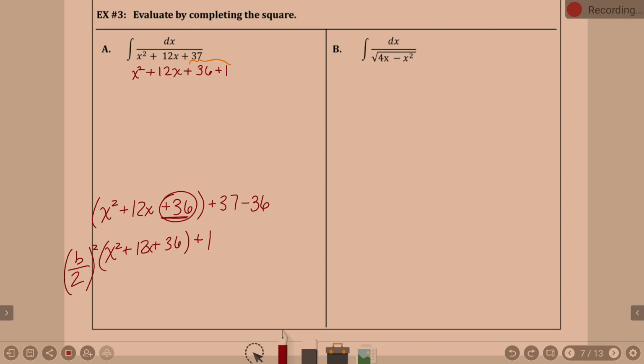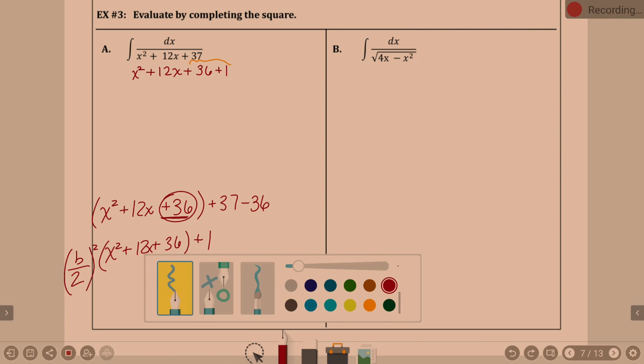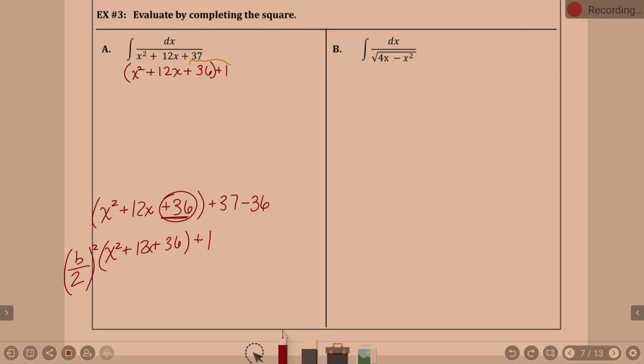Could you also still do it this way? And might you want to? I don't know. But if you can see it this way and just be like, okay, x squared plus 12x, there we go, plus 36, and then I still have the plus 1 there. What do you know about x squared plus 12x plus 36? That's x plus 6, squared. So then we have x plus 6 squared plus 1. Now, that's all supposed to be my denominator, isn't it?